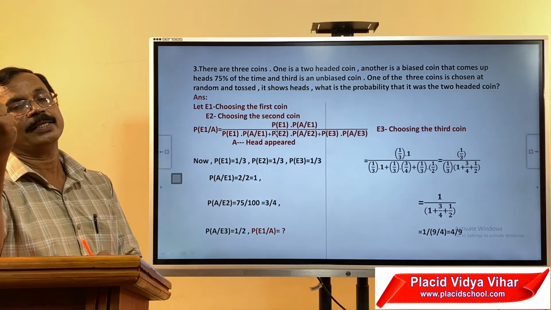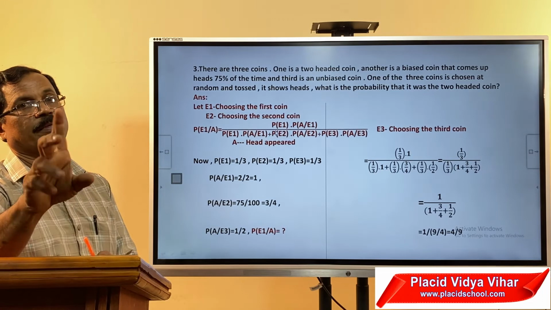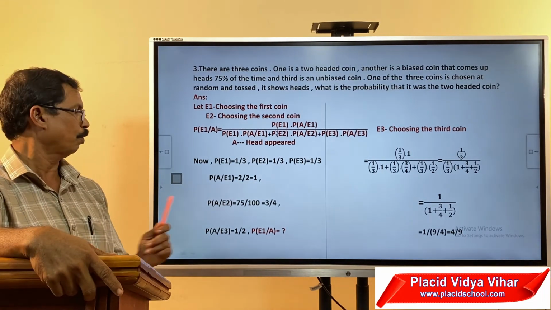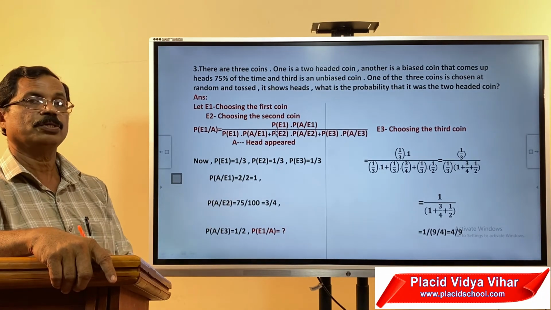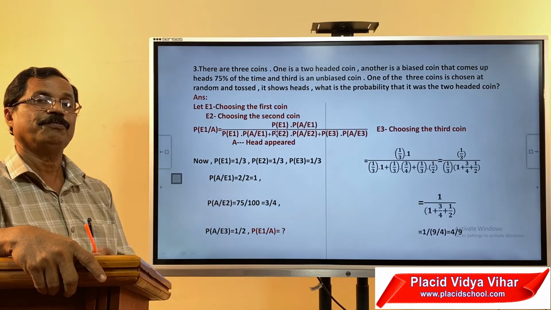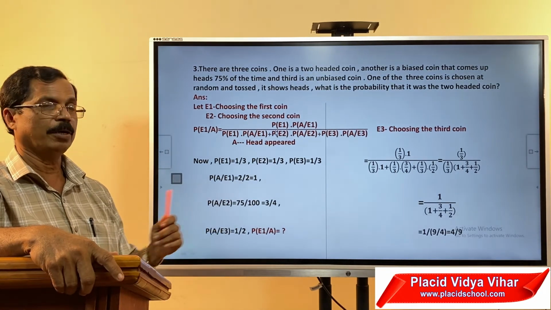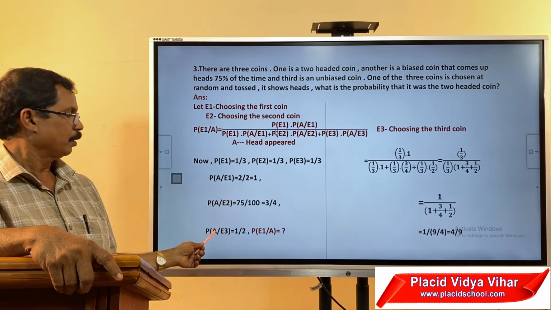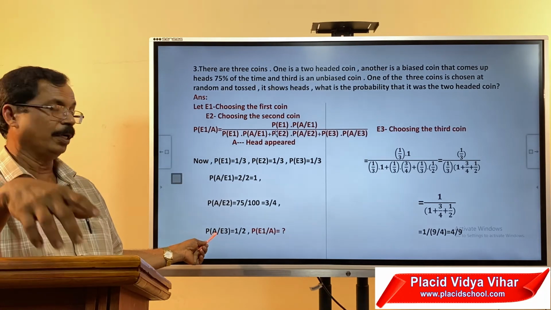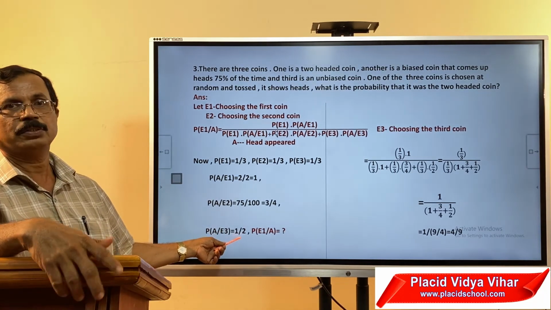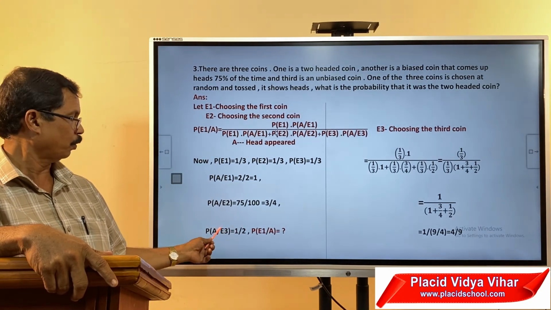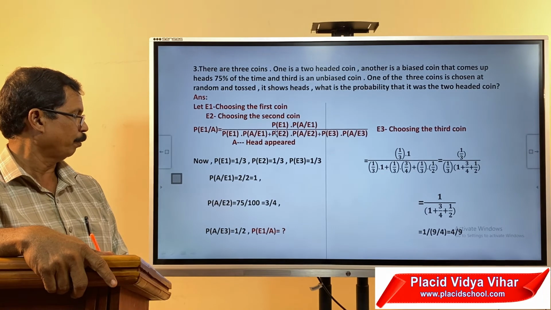Then what is the probability of A given E2? E2 means we are selecting the second coin and it is a biased coin. 75% comes up head. In probability you have to write it as a fraction, that is 75 divided by 100, which is 3 by 4. And in the third case, it is an unbiased coin, so the probability of A given E3 is 1 by 2. Since the coin is unbiased, head or tail occurs 50% of the time.